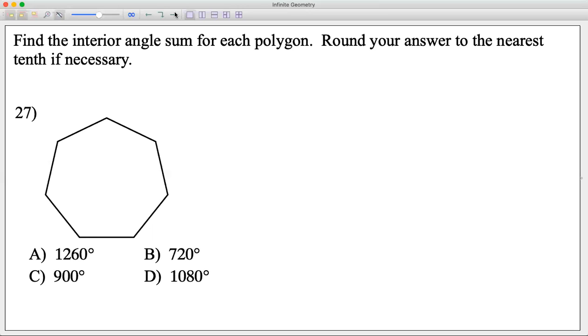Should be in your notes. Those are the two formulas to do. I don't know how many questions I gave you, 27 through something, right? 27 through 30. I'm either going to ask you interior angle or exterior angle. I'm either going to ask you the sum or I'm going to ask you what one of them is. N represents the number of sides.